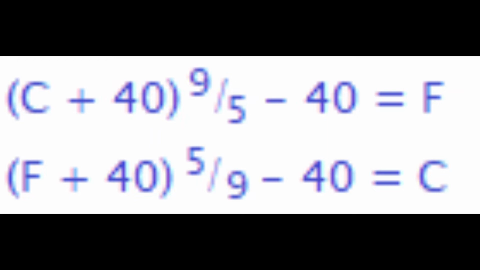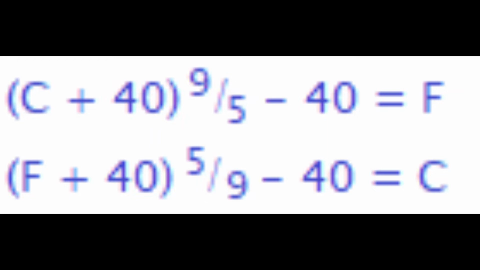So here's what I mean. Take the Celsius temperature, say it's 20. Add 40 to it, right? That gives you 60. Divide by 5. That gives you 12. Multiply by 9 is 108. Subtract 40 and that's 68. And the Fahrenheit temperature is 68. And by the way, that's correct.